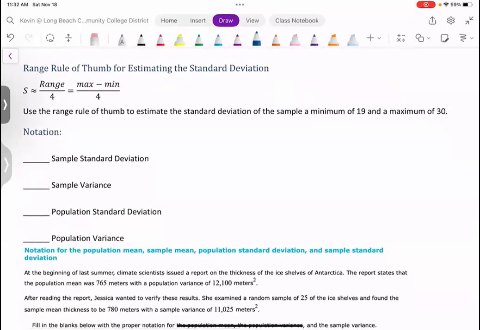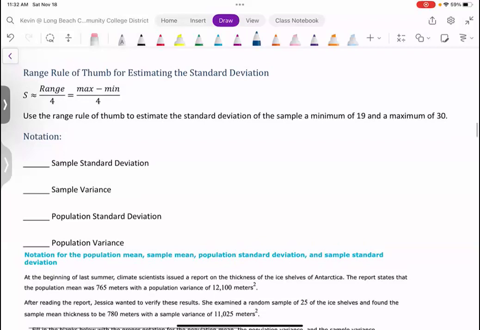Range rule of thumb for estimating the standard deviation. If we don't have all the data, only the biggest and smallest, then we find the range and divide it by 4. We'll see where the 4 comes from in just a moment. So our example here, use the range rule of thumb to estimate the standard deviation of a sample with a minimum of 19 and a maximum of 30.